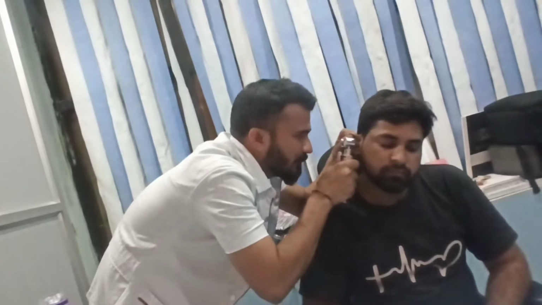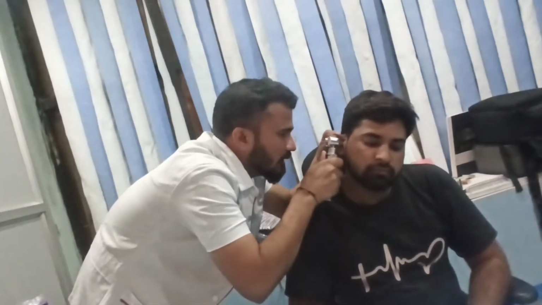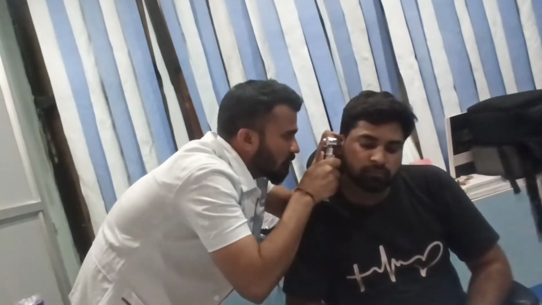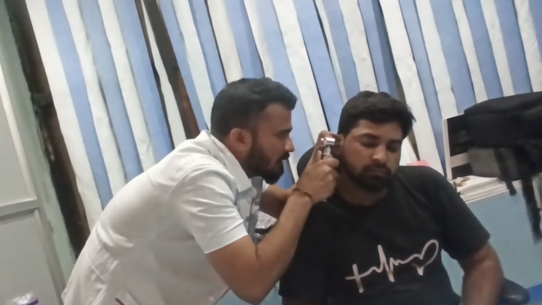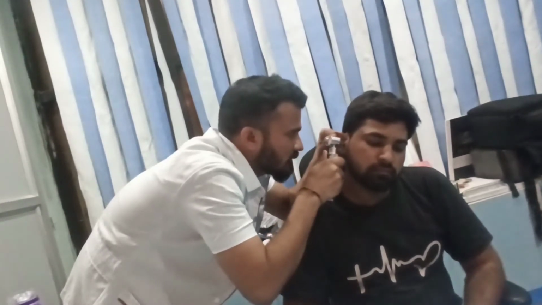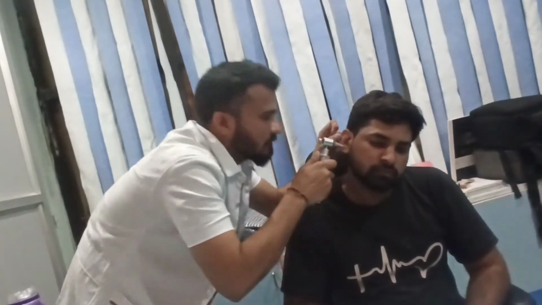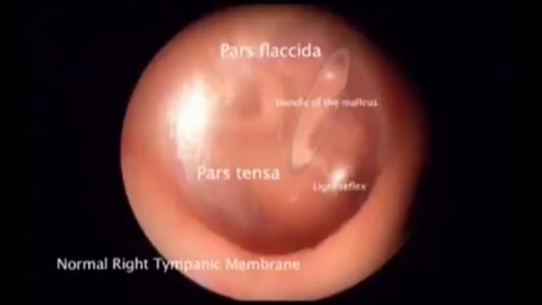In a normal tympanic membrane we can see the handle of the malleus, the light cone, pars tensa and pars flaccida. So it's all good, there is no abnormality. Now it's done. So we will find these structures in the ear.